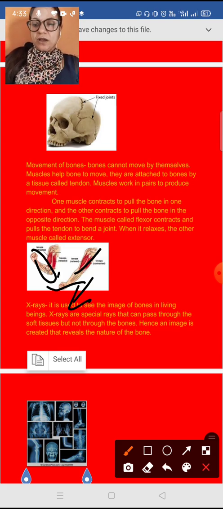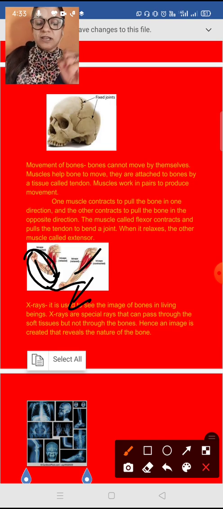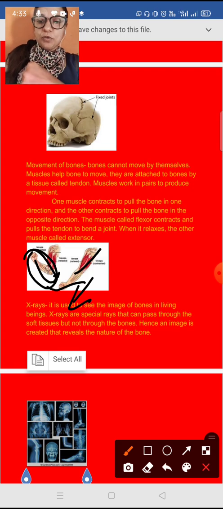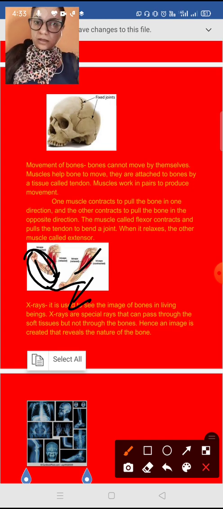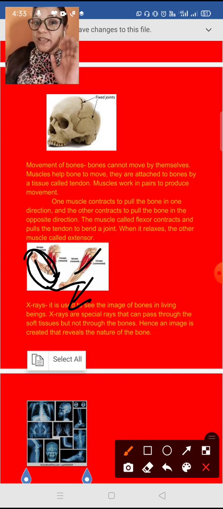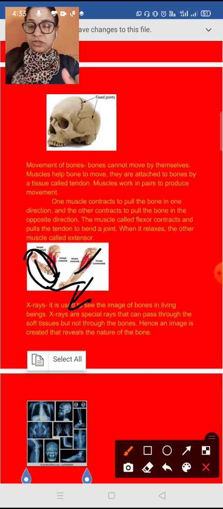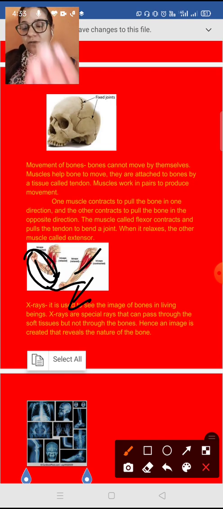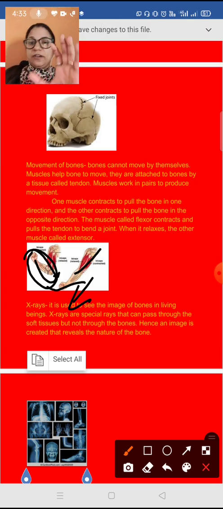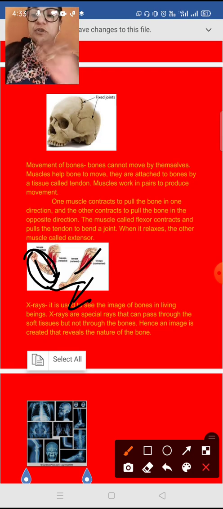So basically when one muscle contracts to pull the bone in one direction, the other contracts to pull the bone in the opposite direction. ठीक है. So two muscles are working. First muscle contract होती है and bone को pull करती है, then second contracts in another position and pulls in the opposite direction. Muscle can pull bones but they cannot push. Pull कर सकते हो लेकिन push you cannot do. एक muscle pull कर सकती है, stretch कर सकती है, but they cannot push the bone, right. So therefore muscles work in a pair to produce a movement.